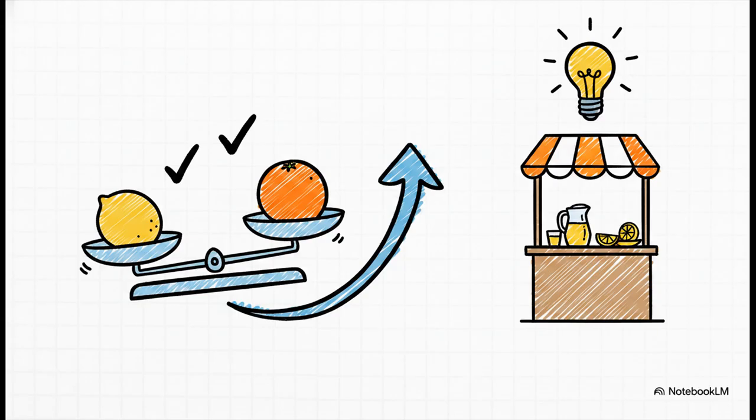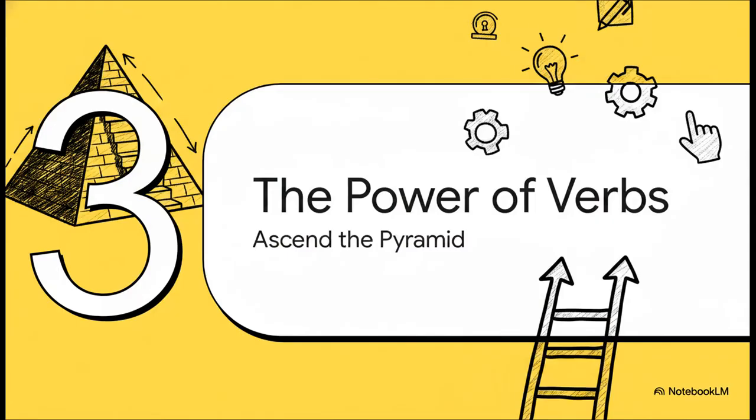We design a brand new lemonade business, complete with a super cute shop and a catchy slogan like natural, healthy, yummy. We literally traveled from just staring at a yellow fruit to full-blown creative application. Which brings us to Section 3, the power of verbs. This is the secret to ascending that pyramid.